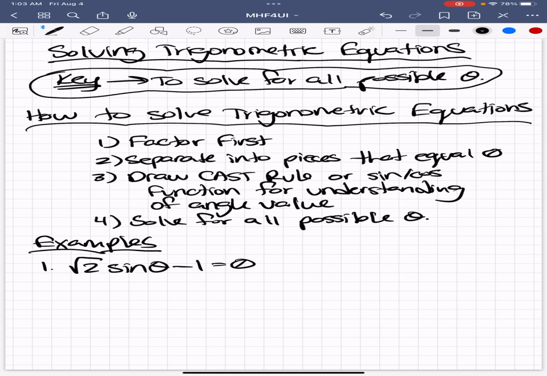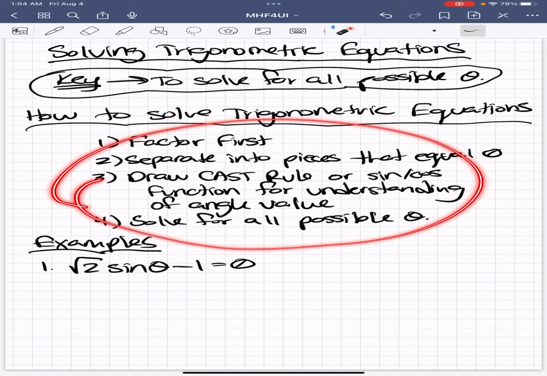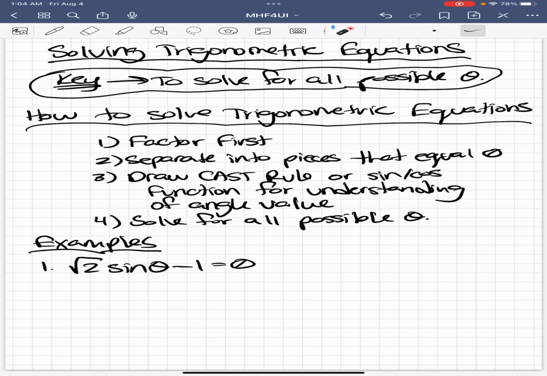So the key is to solve for all possible thetas. How to solve for trigonometric equations that we just went through. I'll give you a moment to write that down. And then after that moment, we'll begin.